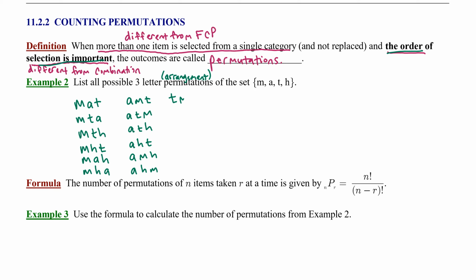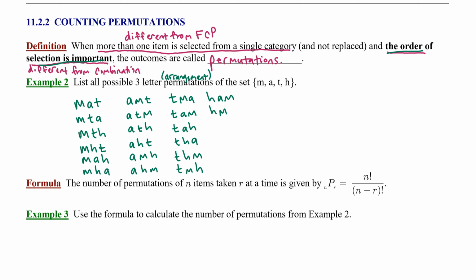Let's come up with all the 3-letter permutations this time that begin with T. We could go with TMA or TAM, right? How about TAH and THA? And then finally, THM and TMH.